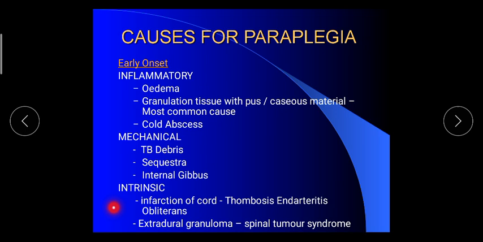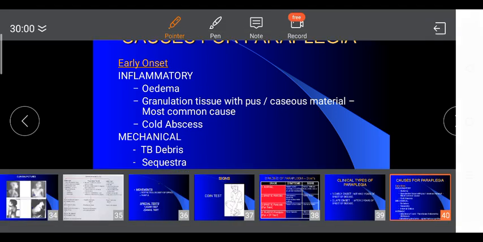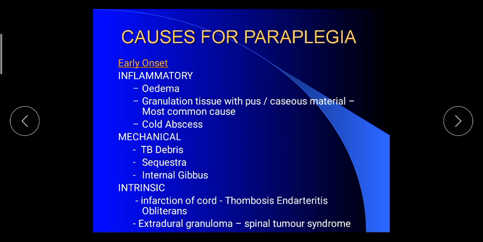Coming to the intrinsic causes, it can be because of infarction of the cord. There is endarteritis, and another intrinsic cause is granuloma formation inside the spinal cord. Here there is no bony destruction, and this granuloma will cause paraplegia. This is like a tumor, so it is called spinal tumor syndrome. Here the X-rays will be normal.